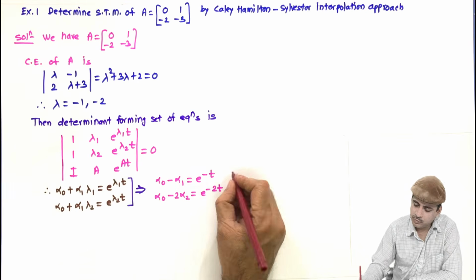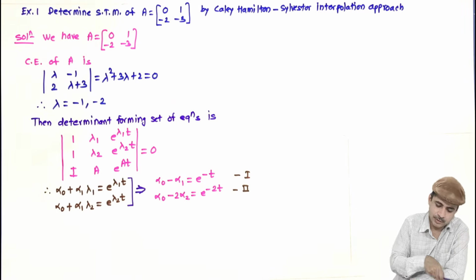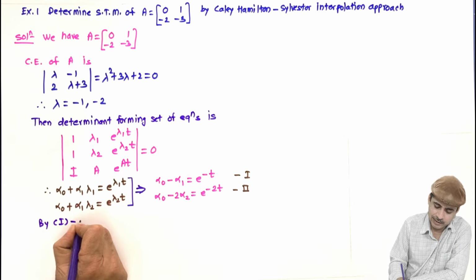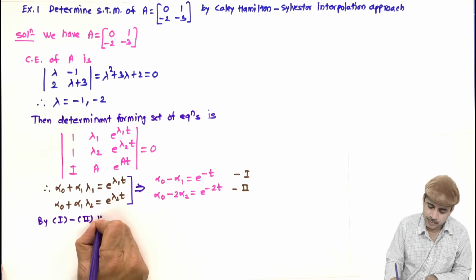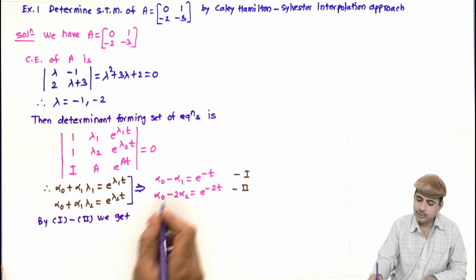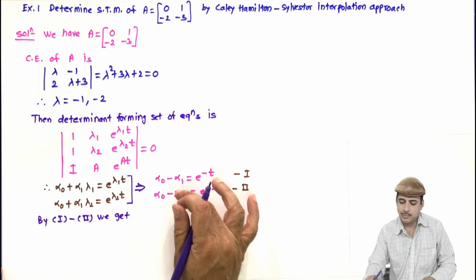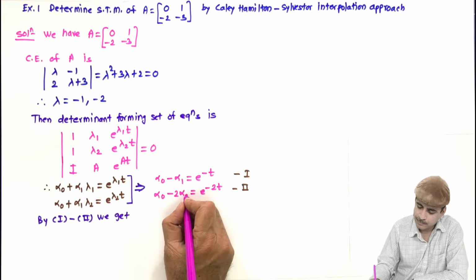And let me call this as 1 and this as 2. So by 1 minus 2, alpha 0 gets cancelled. So I get minus alpha 1 plus 2 alpha 1. Sorry, this is alpha 1.